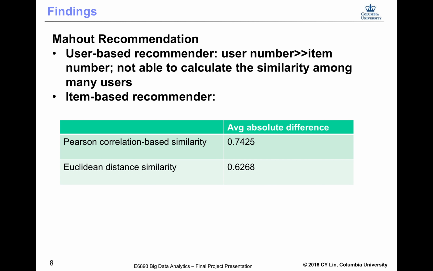For item-based recommender, we tried the Pearson correlation item similarities matrix and the Euclidean distance similarity matrix. And we evaluate them using average absolute distance on the test dataset. We can see that the Euclidean distance similarity matrix outperforms Pearson correlation-based similarity matrix in this case.